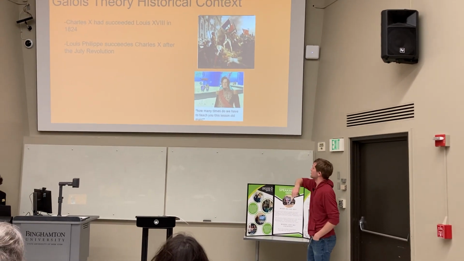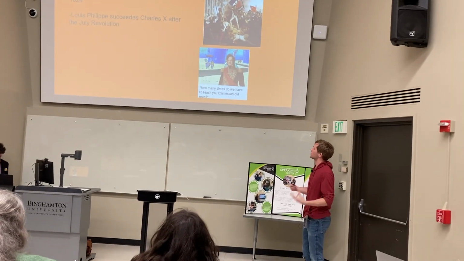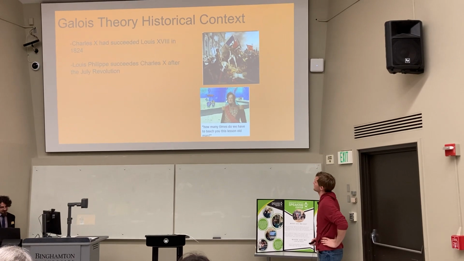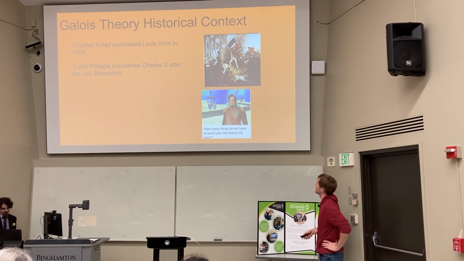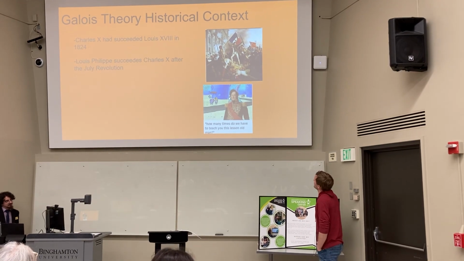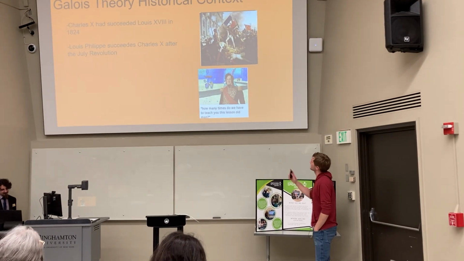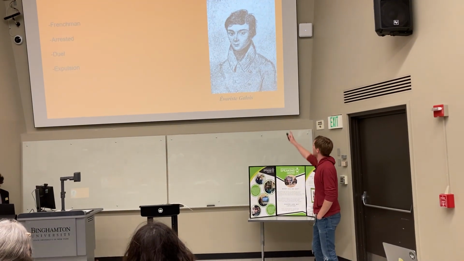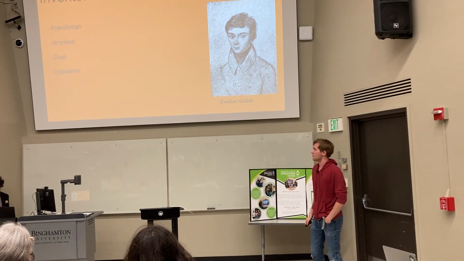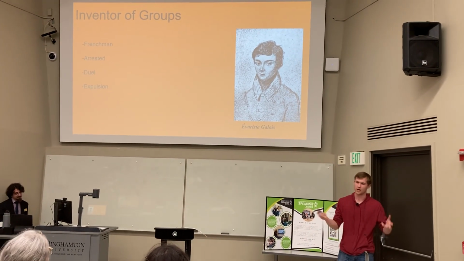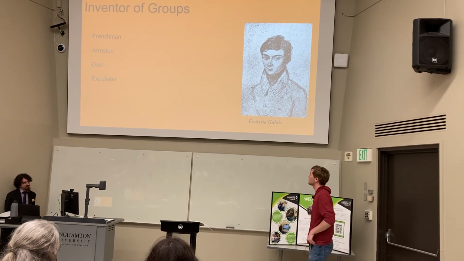Back in the 1800s in France, we had a lot of French revolutions. Charles X succeeds Louis XVIII, and Louis Philippe succeeds Charles X, the July Revolution, and all that. And it's a tumultuous time. And during this time, there lived a man, and his name was Évariste Galois. And this man was young. He was applying to college, and sadly got rejected from his favorite school twice.